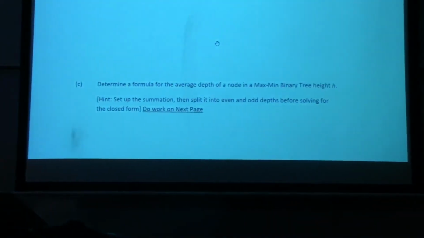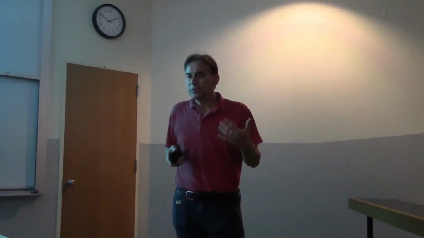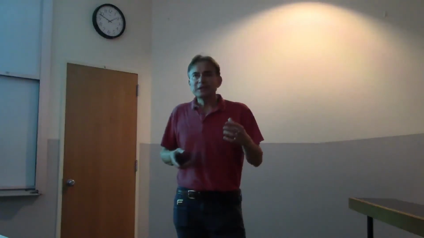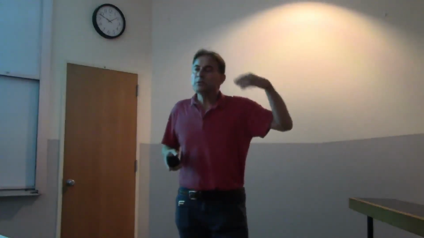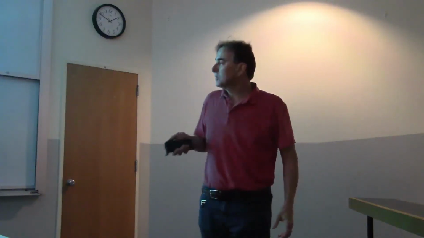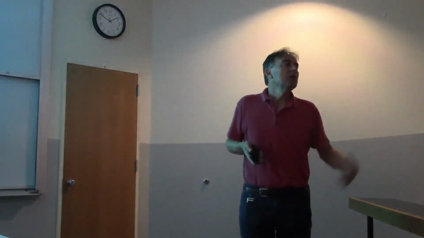So the question here is, determine the formula for the average depth. Now, you're going to need two pieces of information. You're going to need to sum the depths of the nodes. To get the average depth for each node, you have to add its depth. So that's going to be the numerator. The numerator will be the total sum of the depths of the nodes. But then to get the average depth, you're going to have to divide by the number of nodes. So that's going to be a second calculation.